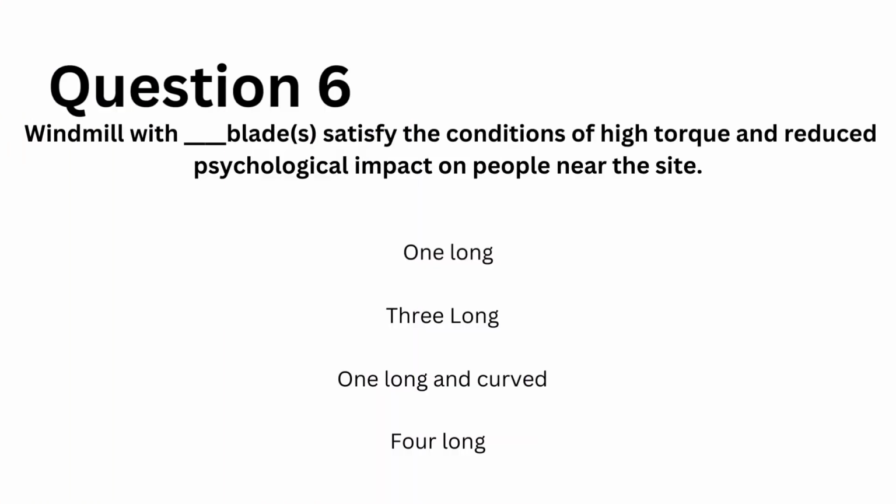Question 6. Windmill blades satisfy the condition of high torque and reduced physiological impact on the people near the site. Options: 1 long, 3 long, 1 long and curve, 4 long. And the right answer is 3 long.